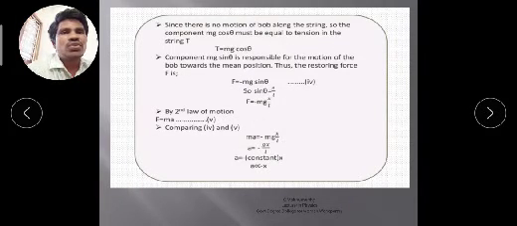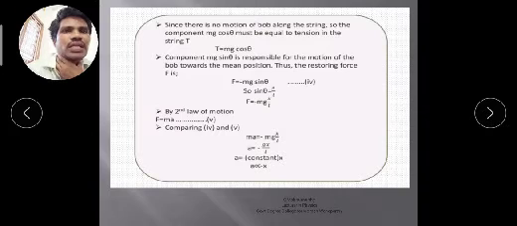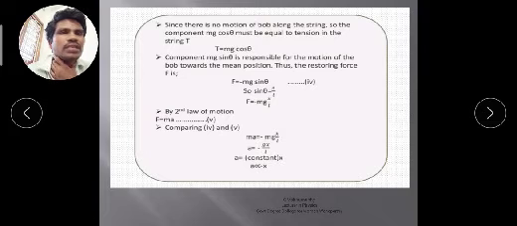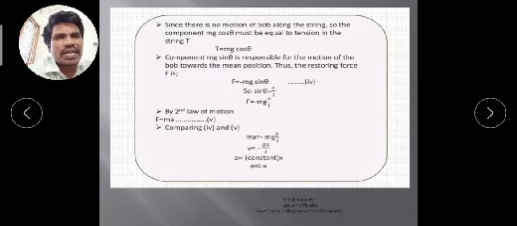Now since there is no motion of the bob along the string, the component mg cos theta must be equal to the tension T in the string. So therefore T = mg cos theta. Now the component mg sin theta is responsible for the motion of the bob toward the mean position. Thus the restoring force F is F = -mg sin theta. But we know that sin theta = x/L. So we substitute x/L for sin theta, and we get the restoring force F = -mg x/L.